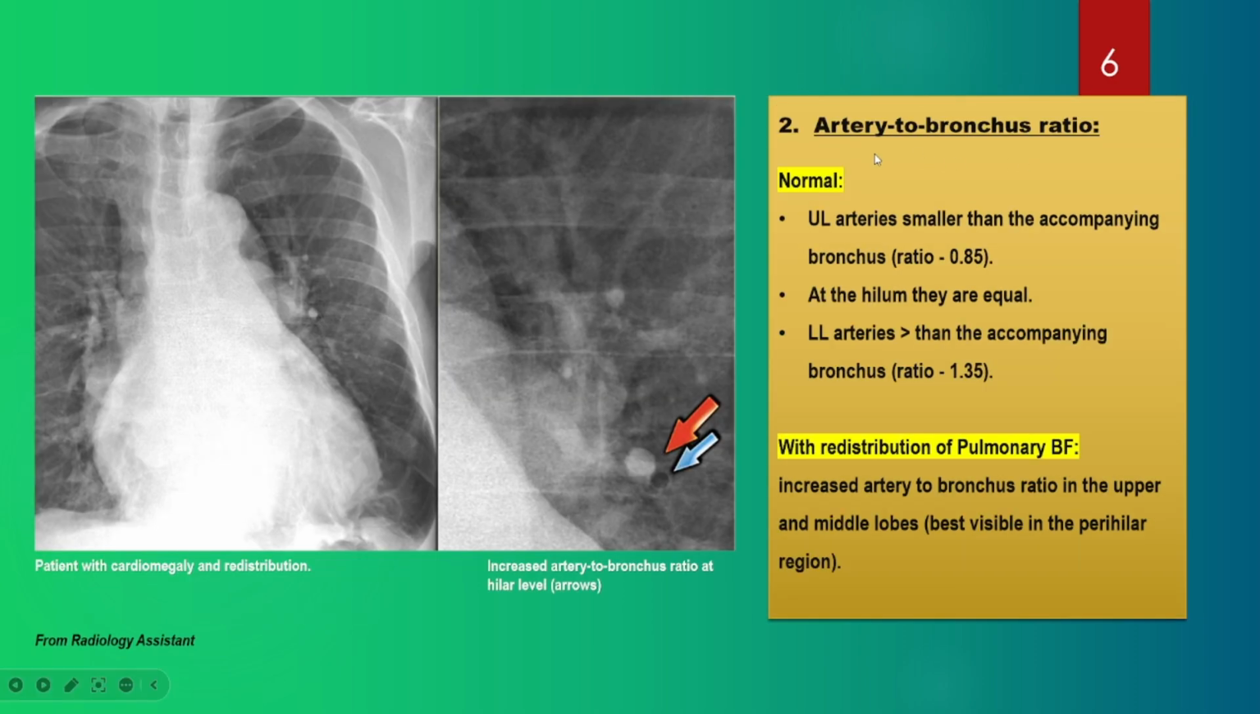The arteries also dilate. The artery to bronchus ratio: in a normal chest X-ray, the upper lobe arteries are smaller than the accompanying bronchus in the erect position, ratio about 0.85. At the hilum, they are equal, and lower lobe arteries are larger than the accompanying bronchus, ratio about 1.35, due to gravitational effect. But in congestive cardiac failure, the upper lobe and middle lobe arteries dilate more than the accompanying bronchus. This is best visible in the perihilar region. In this X-ray, the perihilar artery is larger than the accompanying bronchus in congestive cardiac failure.